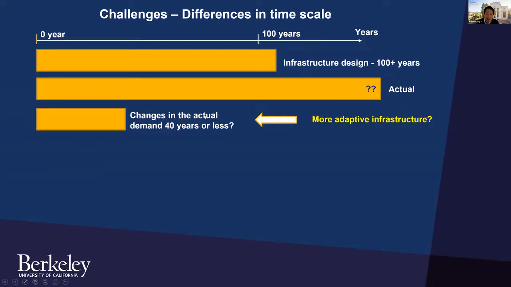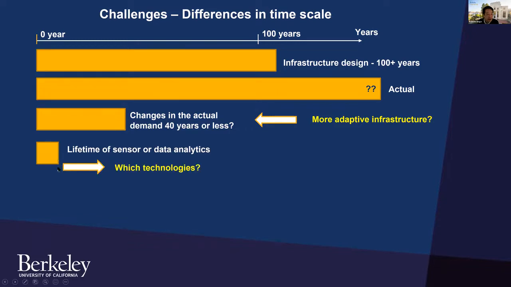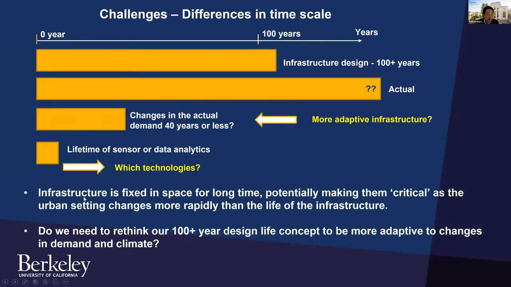If you want to make it adaptive to change, you need to embed intelligence into your system. The intelligence may be sensors or data analytics, but many of the technologies we use are very short-lived. So the question is, what kind of technology is available to prolong that lifetime? Infrastructure is fixed in space for a long time, and that makes it critical because the demand changes. So we may need to think about a 100-year design life to be more adaptive to change. And if you believe in that, then you have to put intelligence into your system.